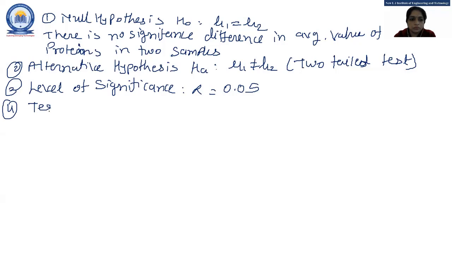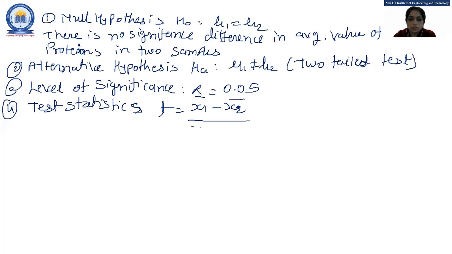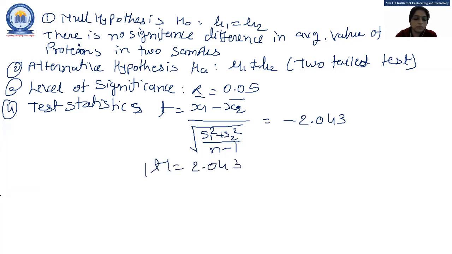Fourth one, test statistic. T is x1 bar minus x2 bar upon square root of s1 square plus s2 square upon n minus 1. So after simplification, minus 2.043 is there and mod T is 2.043.